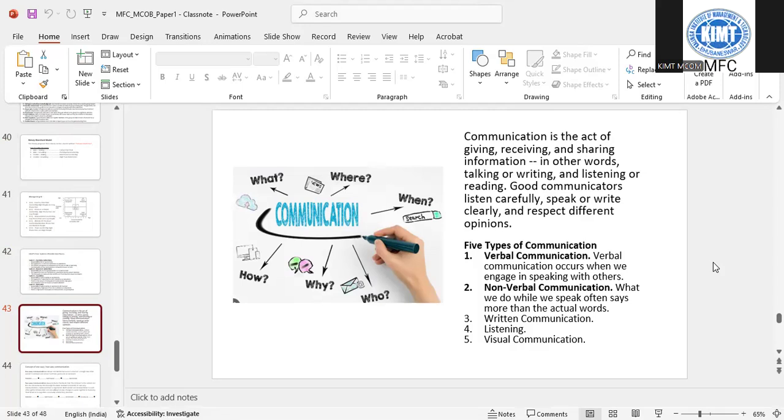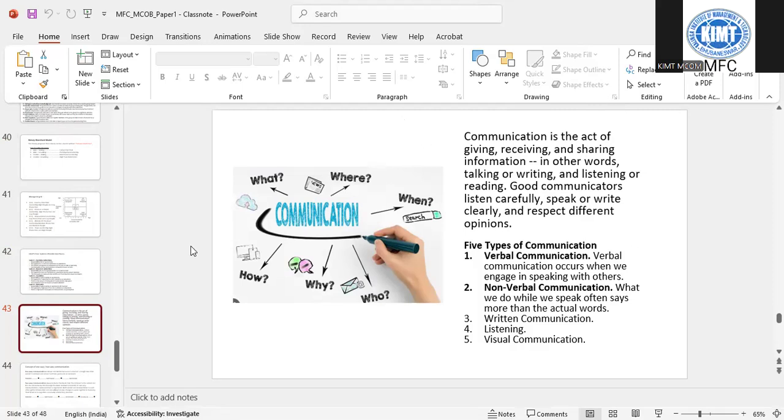In the computer there are symbols. You type in MS Word, which one is left align, which one is right align, which one is center align. You have some symbols. Looking at the symbols, you can understand what it is. That is visual communication. So there are five types of communication: verbal, non-verbal, written, listening, visual. Remember the different types of communication and what is communication.